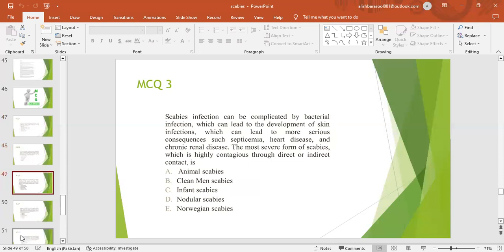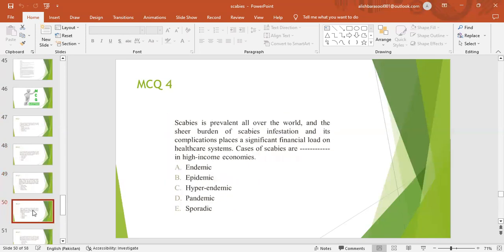Scabies infection can be complicated by bacterial infection, which can lead to skin infections, which can lead to more serious consequences such as septicemia, heart disease, and chronic renal disease. The most severe form of scabies, which is highly contagious through direct or indirect contact, is animal scabies, clean man scabies, infant scabies, nodular scabies, or E. Norwegian scabies. E is the right answer.